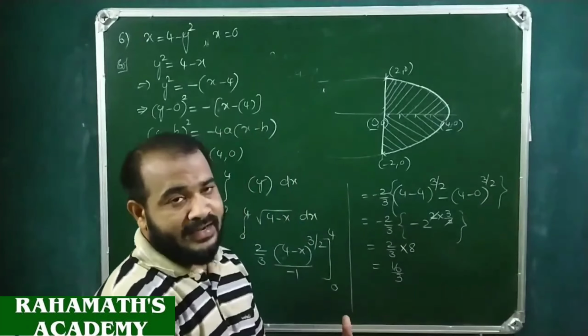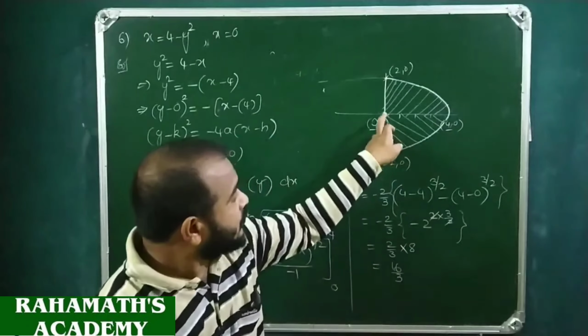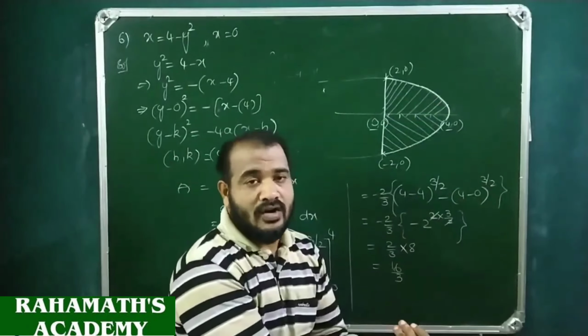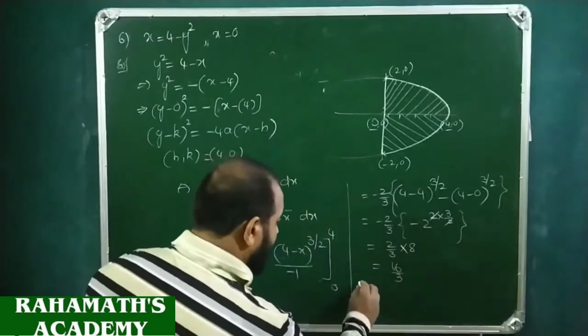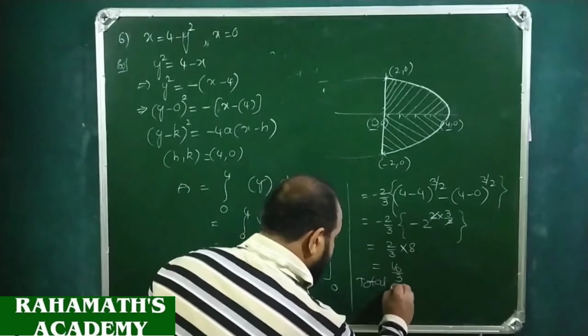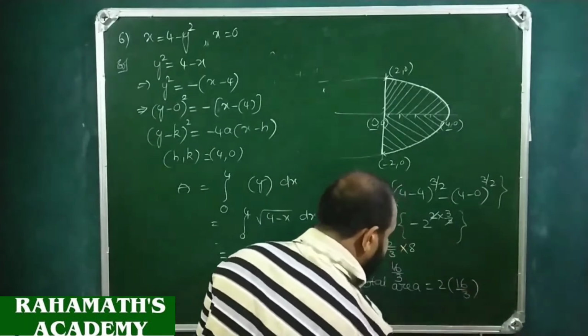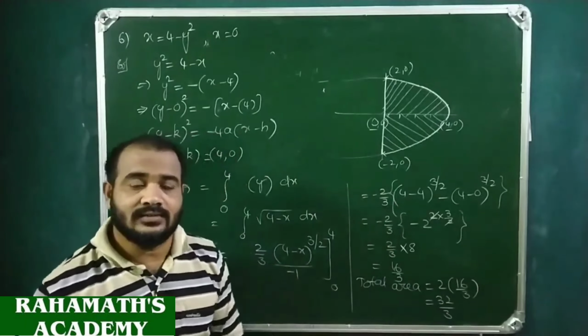Please bear in mind that this is not the required area, because from this to this, the upper area is what we got right now. So to obtain the whole total area, it is twice 16 by 3, which is equal to 32 by 3 square units.